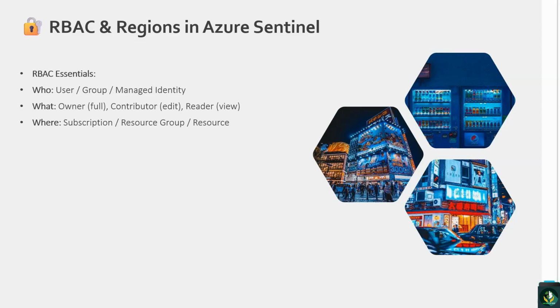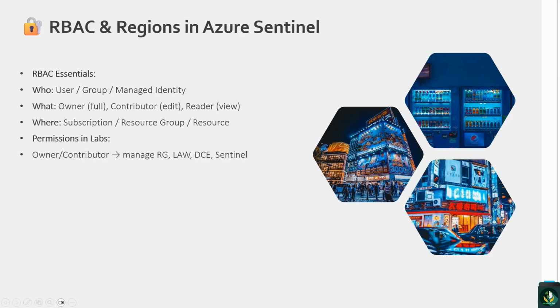Let's take a moment to visualize this. Imagine you are managing a large office building. The security principal is the person holding the key card. The role definition determines what the key card can do, maybe open doors, maybe access certain floors. And the scope defines which part of the building those permissions apply to.